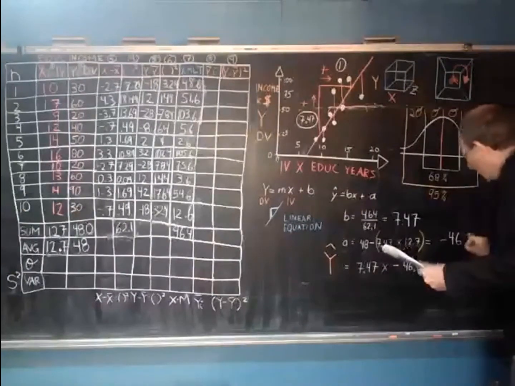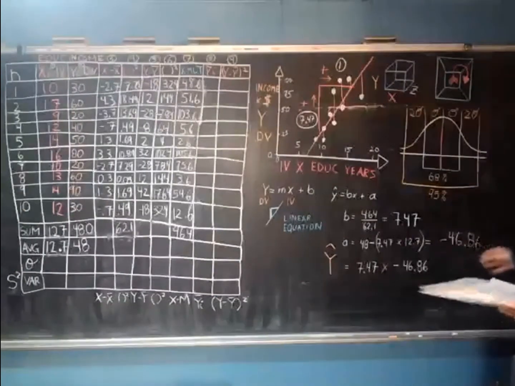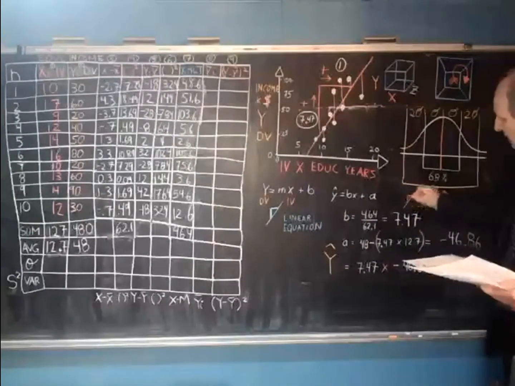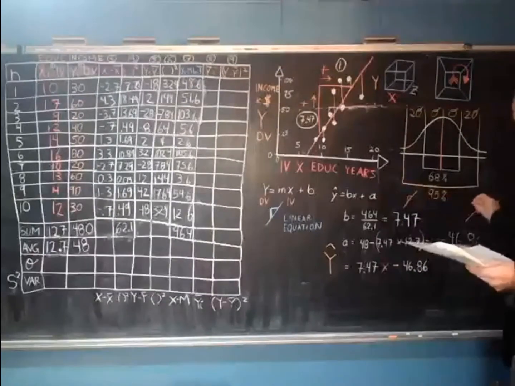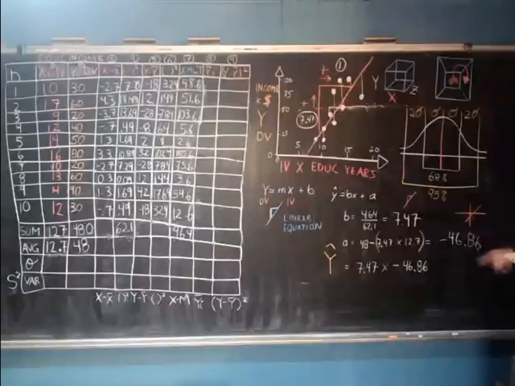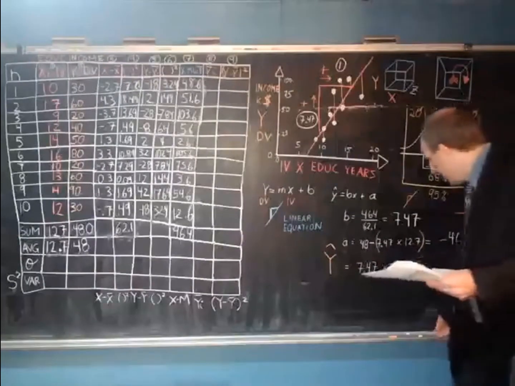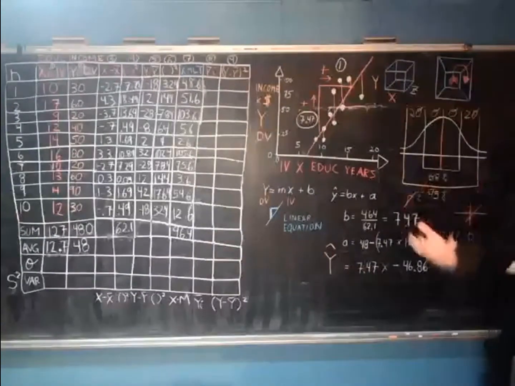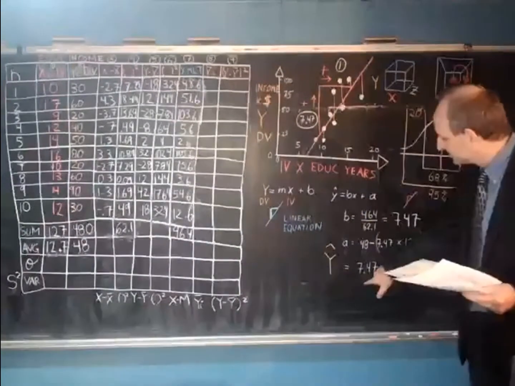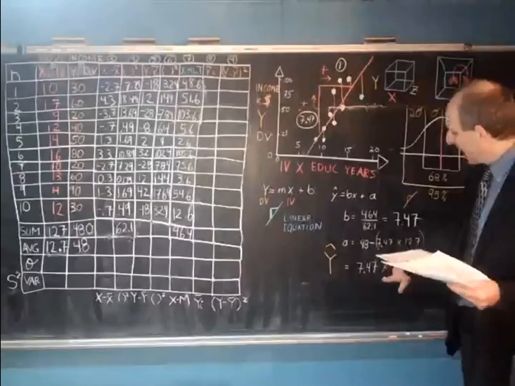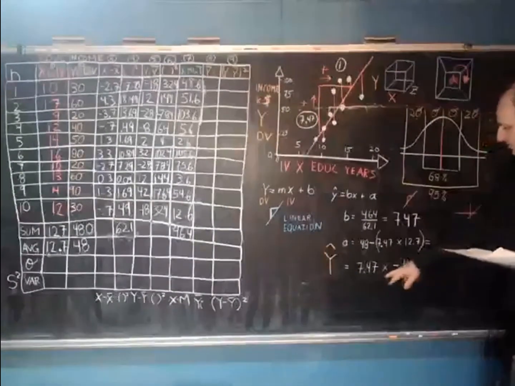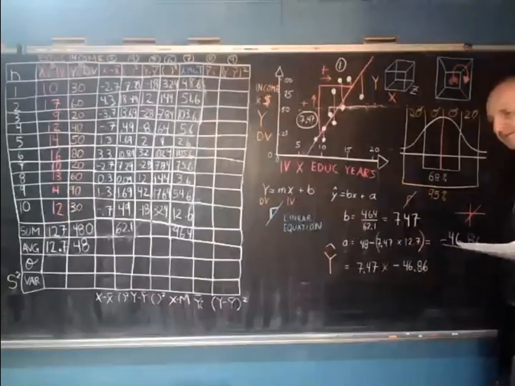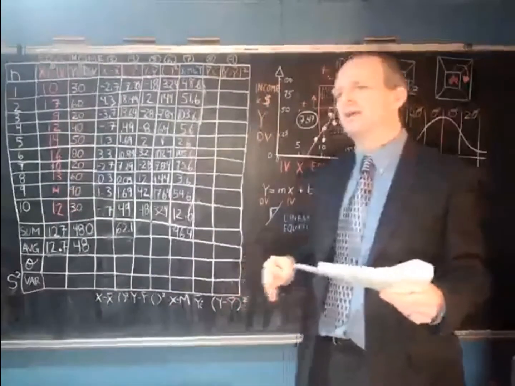Well, we now have enough numbers to put them into a function. So this is the slope. This here is the y-intercept. It tells us where the line of regression is going to cross over on the y-intercept. And we can put them together in this linear equation. So here we have y hat, which is the predicted value, what we're trying to predict, is equal to 7.47 times x, which is the independent variable, years spent in school, minus 46.86. Minus 46.86 means minus $46,860.